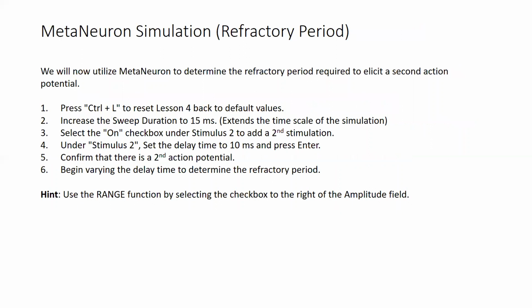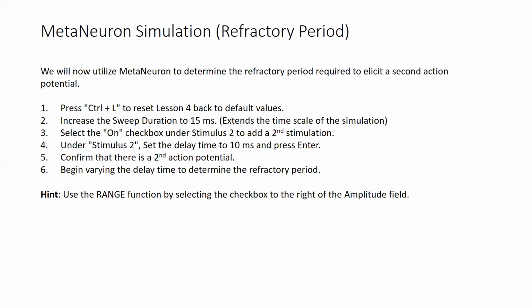We will now utilize Metaneuron to determine the refractory period required to elicit a second action potential. Press Ctrl L to reset Lesson 4 back to default values. Increase the sweep duration to 15 milliseconds, which will extend the time scale of the simulation. Select the On checkbox under Stimulus 2 to add a second stimulation. Under Stimulus 2, set the delay time to 10 milliseconds and press Enter.